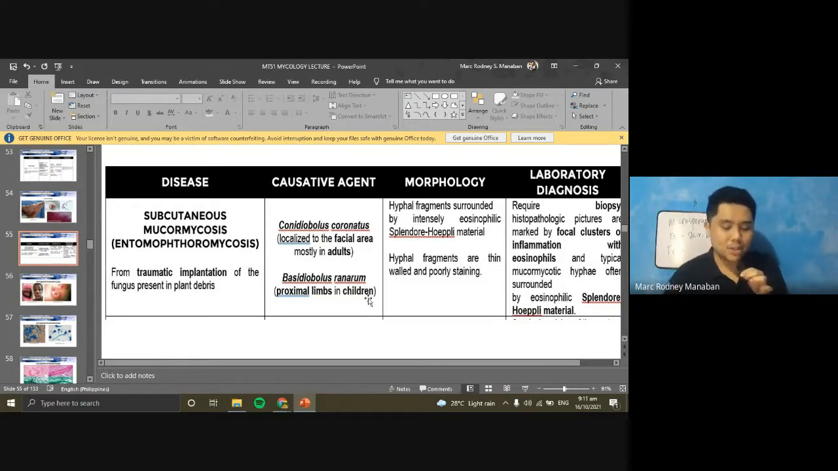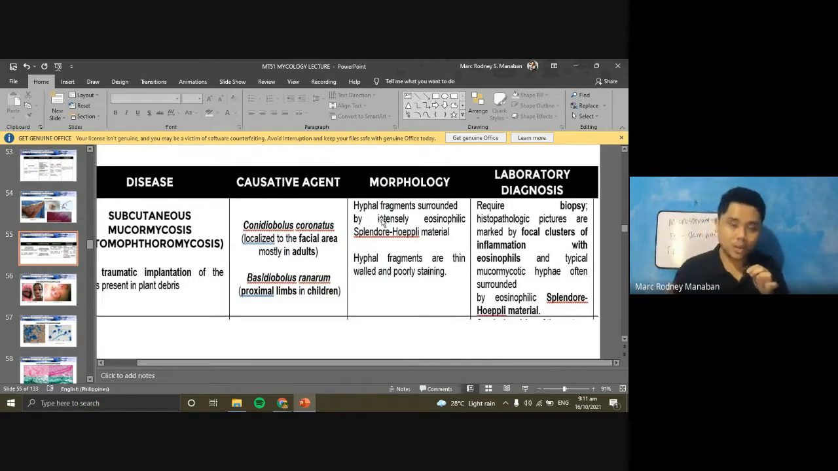According to Murray, Basidiobolus is through implantation, while Conidiobolus is through inhalation of the conidia. From the sinus it spreads to the face, and there it causes infection. For Basidiobolus, it is traumatic implantation. For morphology, again, still hyphae, with Splendore-Hoeppli material, the eosinophilic material surrounding them, and hyphal fragments are also seen. Lab diagnosis requires biopsy and histopathologic examination showing eosinophilic infiltration and eosinophils, and again the Splendore-Hoeppli material, similar to sporotrichosis.